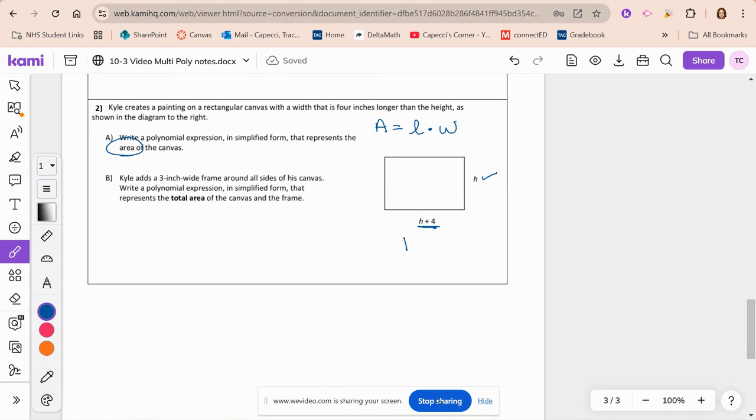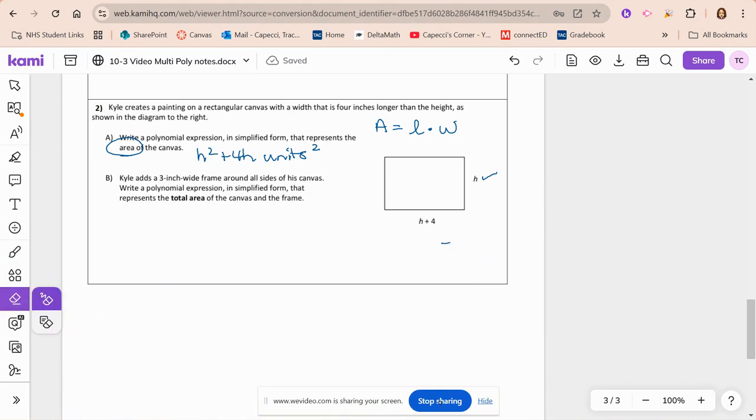So all I have to do is multiply those here. I have h times h plus 4. So I just have to distribute. H times h gives me h squared. H times 4 gives me 4h. So it's just h squared plus 4h. And that's going to be units squared. We don't know if it's meters or feet, so we're going to say just units squared in general. Okay? All right, let's take a look at the next part of that.